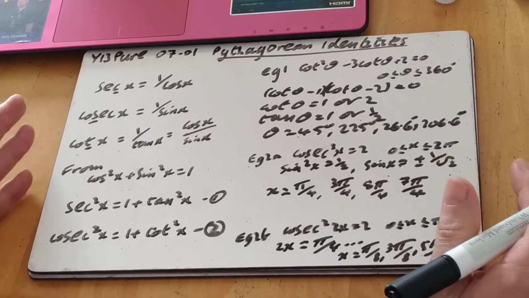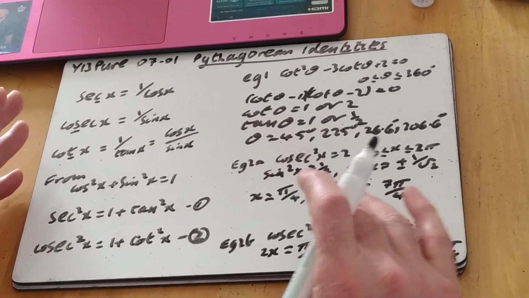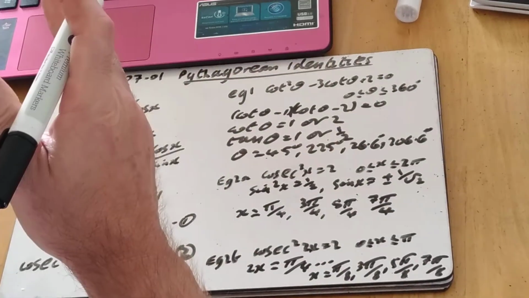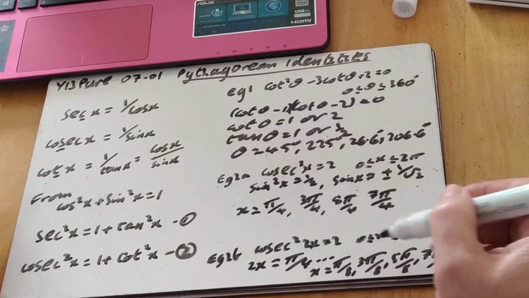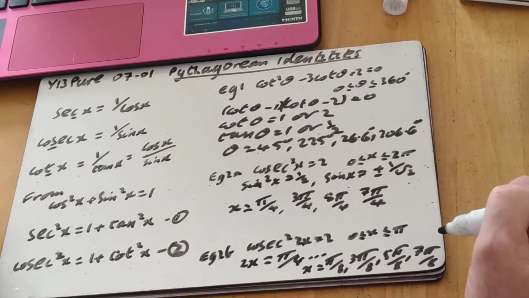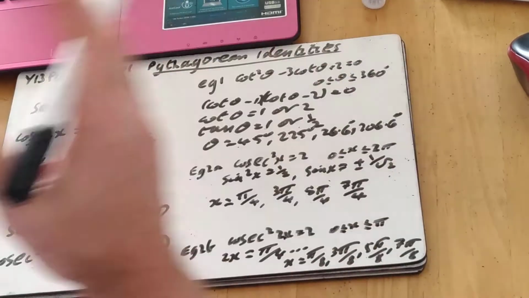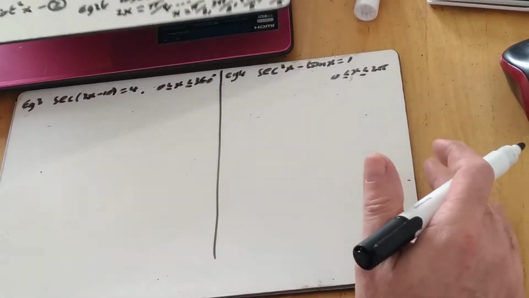What's happened for this function, and we'll come to that in a different chapter, we've seen it at GCSE, what does the 2x do? It concertinas everything. So we're going to get, in the same range, if I'd have extended it to 0 to 2 pi, in this range here, I would have got 8 solutions rather than 4, because I've concertinaed everything by a factor of 2. Let's have a look at a couple more then.